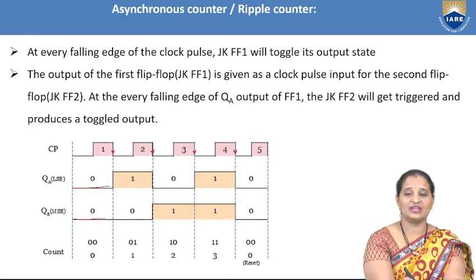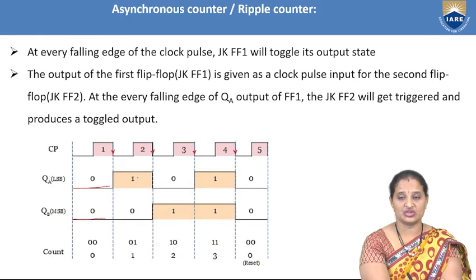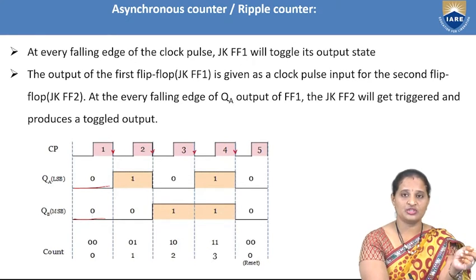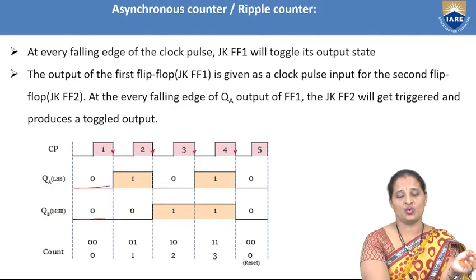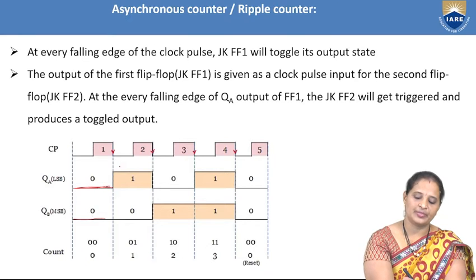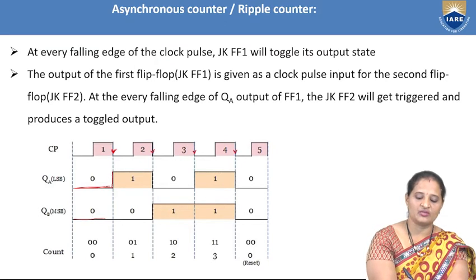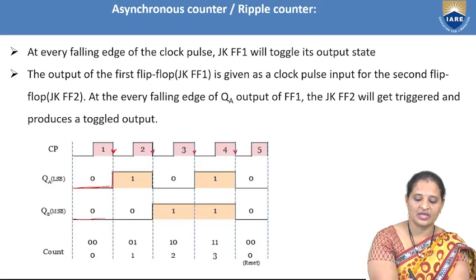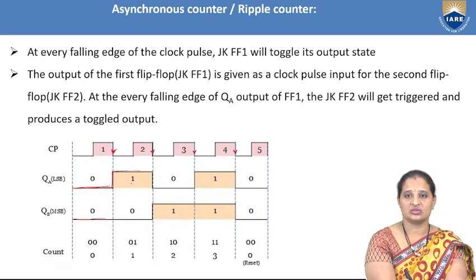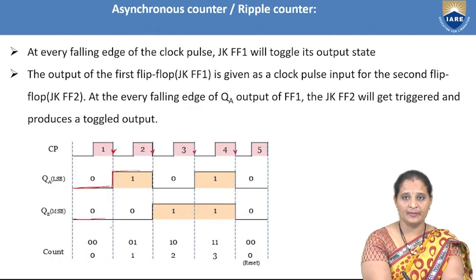So during the negative edge of the clock pulse, the first flip-flop output will be toggled from 0 to 1 because both the inputs are connected to 1. When both the inputs are connected to 1, the next state is the complement of the present state. So what is the present state here? 0. As we have got a negative edge and both the inputs are connected to logic 1, the next state will be the complement of the present state. Where the present state is 0, it will change its state to 1. So this is 1, and this is given as clock input to the second flip-flop.